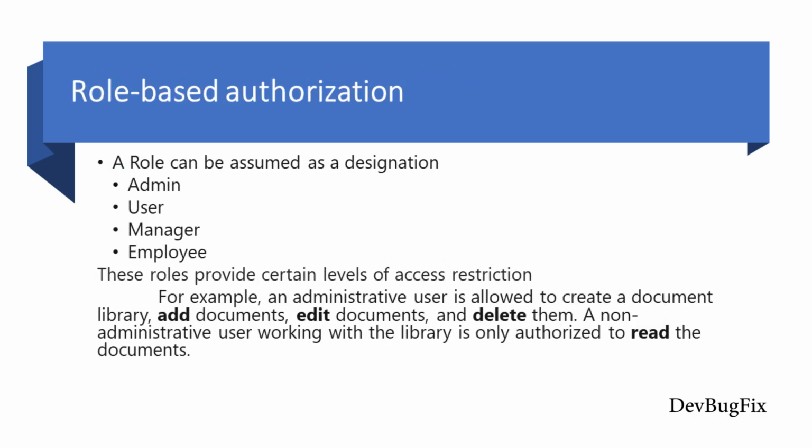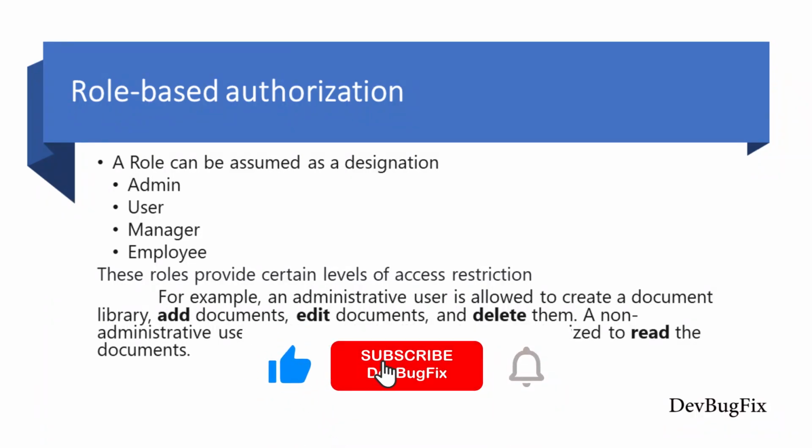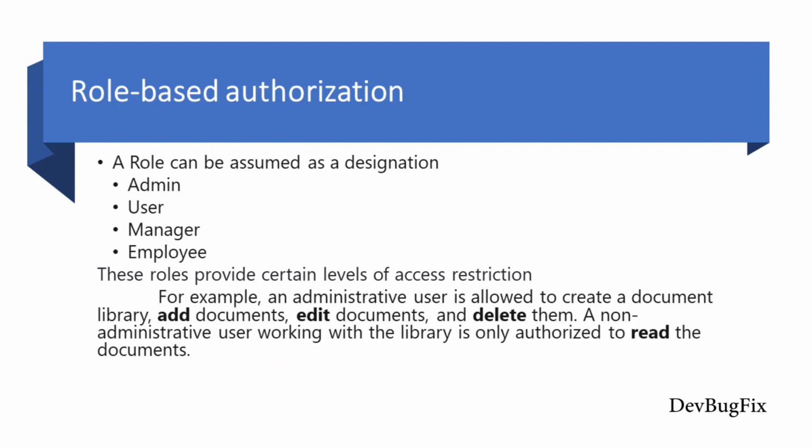There are different types of authorization in .NET Core 5: role-based, claim-based, and policy-based. In this video, we will cover role-based authorization. A role can be assumed as a designation: admin, user, manager, employee. These roles provide a certain level of access restriction. For example, an administrative user is allowed to create a document library, add documents, edit documents, and delete them. A non-administrative user working with the library is only authorized to read the documents. He cannot add, edit, or delete.